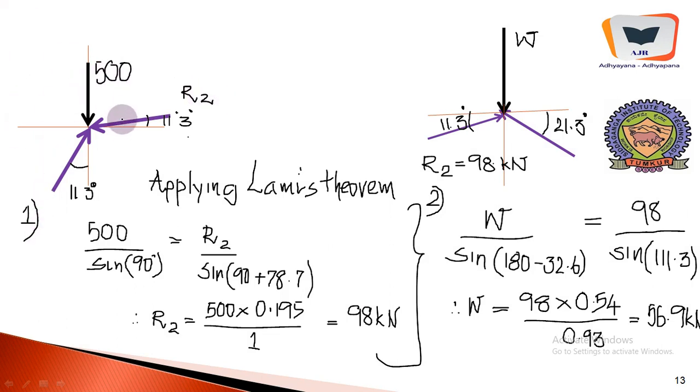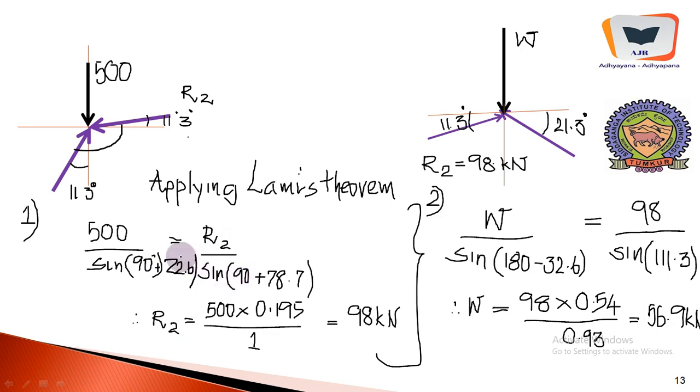That is the meaning of this particular diagram, it has been separately written over here. Applying Lami's theorem in the first instance for this particular block: 500 by sine 90, this is 90, and the angle between these two should be 90 plus 2 times 22.6. Anyway, that is to be included.